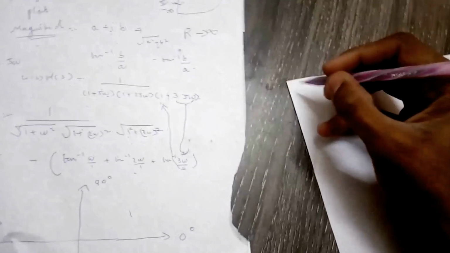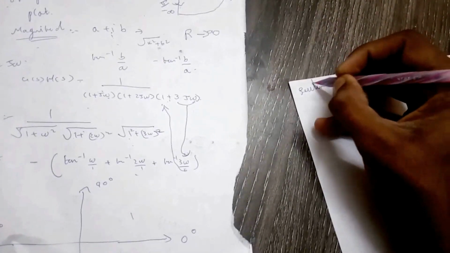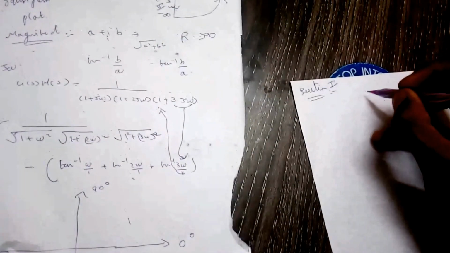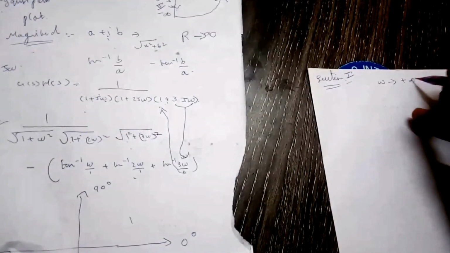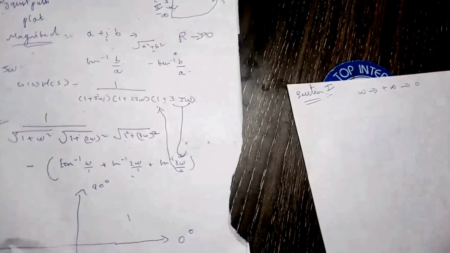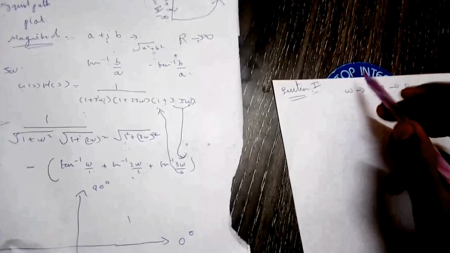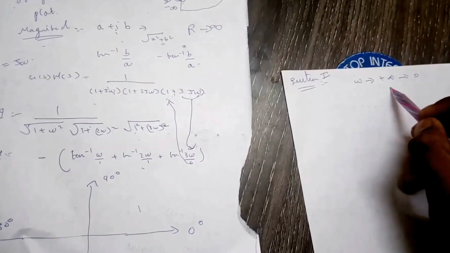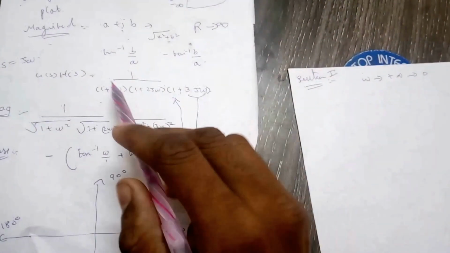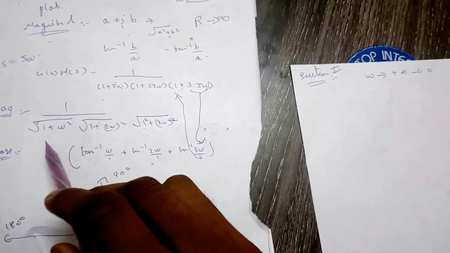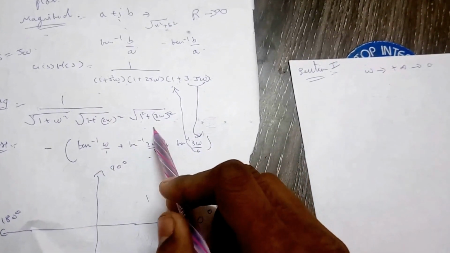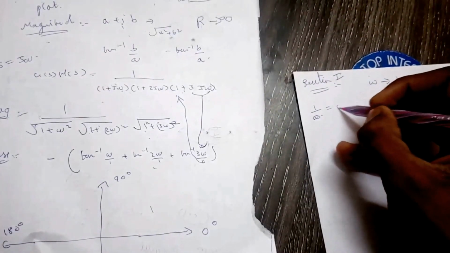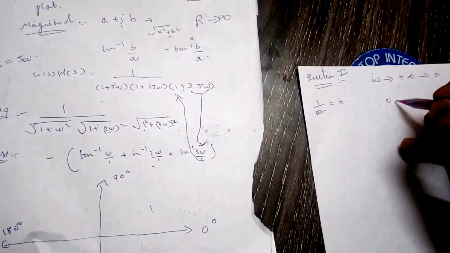Taking section 1 for consideration, omega varies from plus infinity to 0. Omega varying from plus infinity to 0, we will get the magnitude by substituting omega values. At infinity, the magnitude will be 1 by under root of infinity into under root of infinity into under root of infinity, which is 1 by infinity, which will be equal to 0. So magnitude at infinity will be 0.